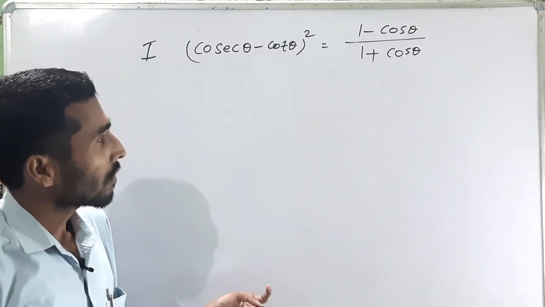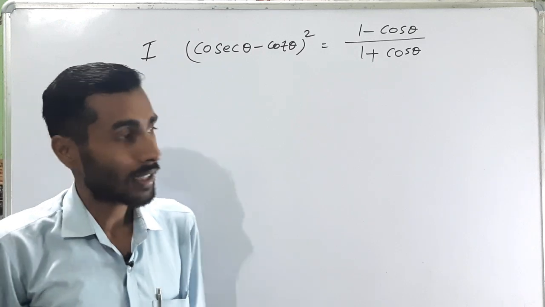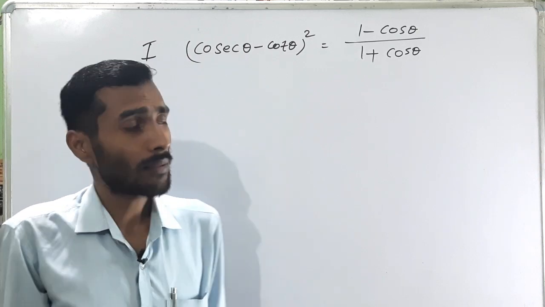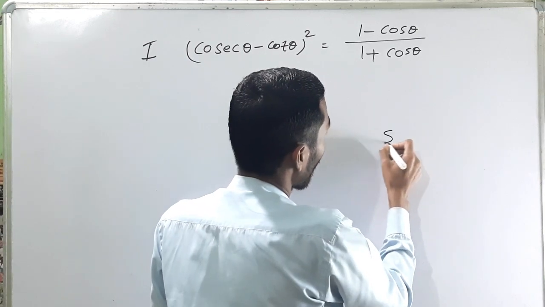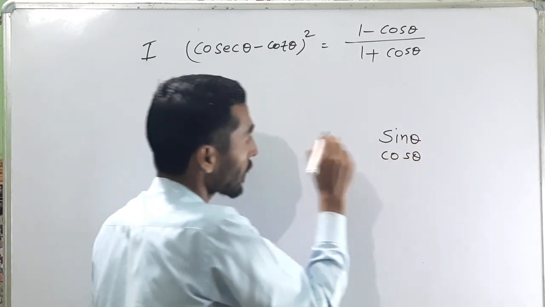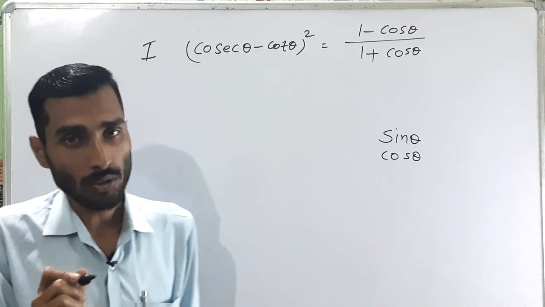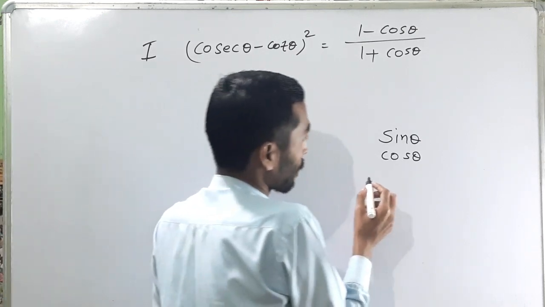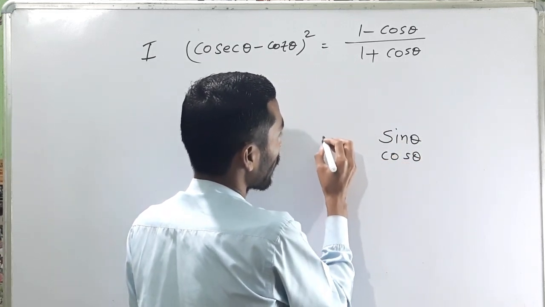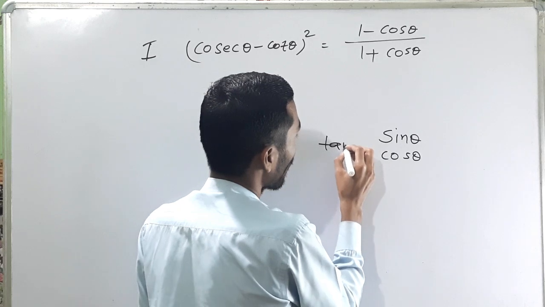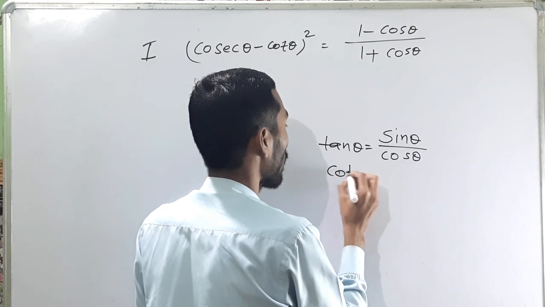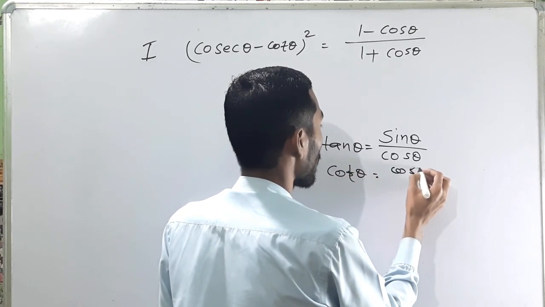In such types of questions, or in any question in trigonometry, just try to change trigonometric ratios into a simple form. What simple form? Sin theta and cos theta are the basic trigonometric ratios, right? And tan theta can be changed into it, like tan theta equals sin theta by cos theta, and cot theta equals this one.